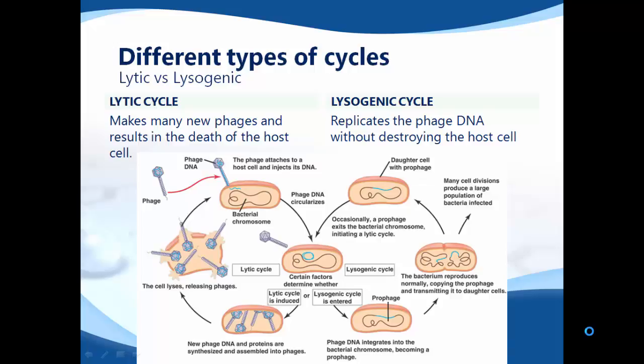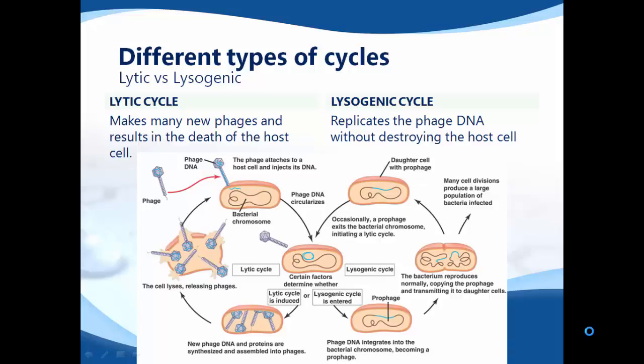And then there are two different types of infection strategies for viruses. One is the lytic cycle, which makes new phages and results in the death of the host, which is to your left. And the other one is the lysogenic cycle, which replicates the phage DNA without destroying the host cell, which is to your right. So let's go through the lytic cycle.